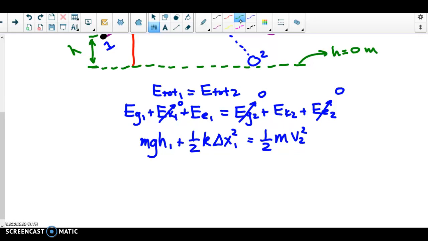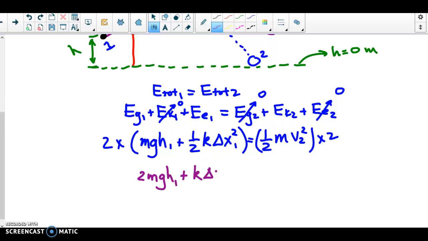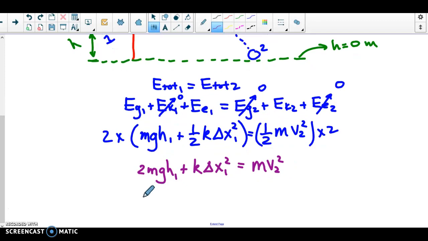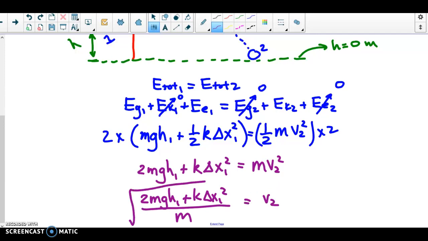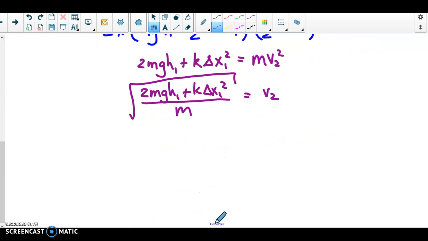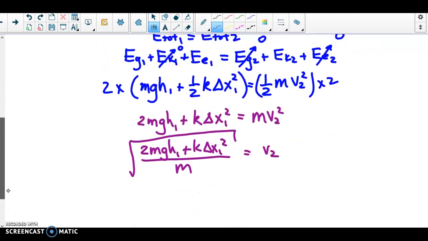So I'm going to multiply both sides by 2, with everything on the left-hand side and everything on the right-hand side. So now I've got 2 mgh1 plus k delta x1 squared equals mv2 squared. Rearranging this equation, I've got v2 equals 2 mgh1 plus k delta x1 squared, all over m. Don't forget, I will need to take the square root of both sides, so I can do that right now before I sub in numbers. You don't have to, but I will.